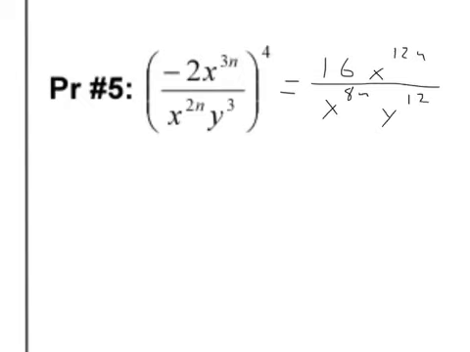Okay. I have an x to the 12n here, x to the 8n here. They're the same base, so I can subtract exponents. 12n minus 8n is 4n, so the answer here would be 16x to the 4n over y to the 12th.